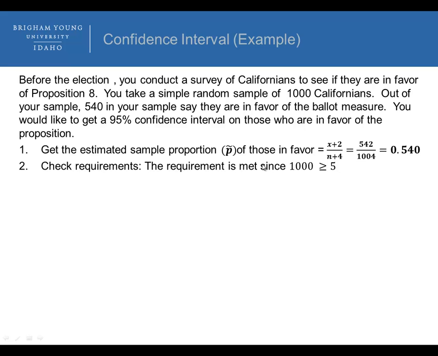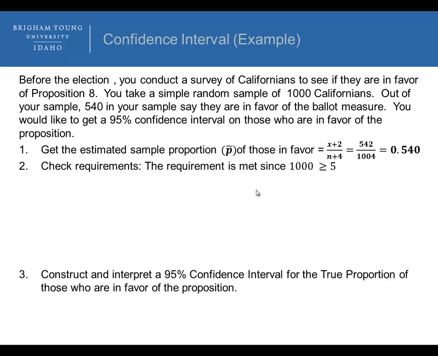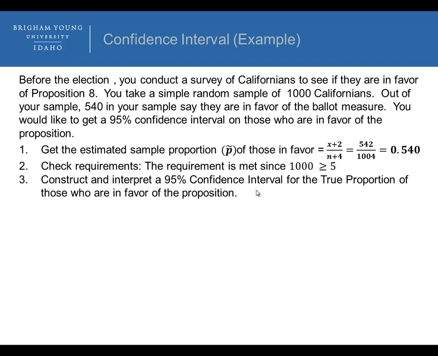Okay, so to check the requirements, we'll get to that a little bit later, but basically the requirement is that so long as our sample size is greater than 5, the requirement is met. And that's the beauty of using the plus 4 estimator, that we can have a small sample size, and it would be sufficient for us to have a good confidence interval for the estimate of our population proportion.